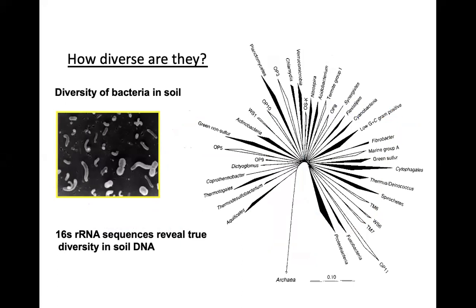Yes, how diverse is the diversity of bacteria in soil? You can see how diverse this is in a phylogenomic class tree, but it is much more diverse than shown here. Different groups are shown. 16S rRNA gene sequences reveal true diversity in soil DNA. 16S rRNA gene sequencing is used to identify the bacteria in any environment. Why? Because this is a conserved sequence and very good for identification. There are primers, so you can amplify this 16S rRNA gene, then sequence it and easily identify the bacteria and their diversity.